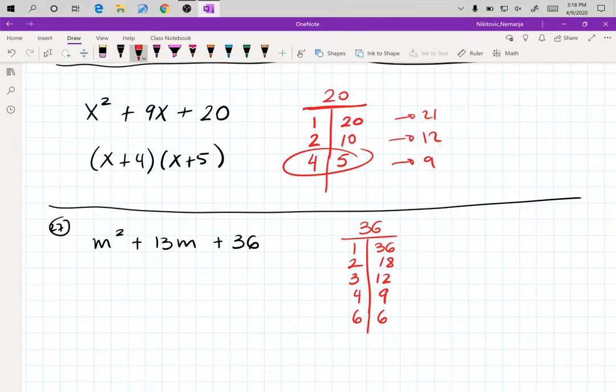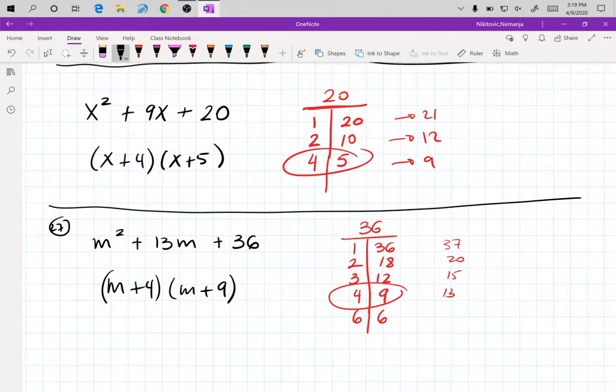Try 1, 2, 3, 4, 5, 6, until you reach numbers that are the same or close by. So now, which ones of these add to 13? This adds to 37, this adds to 20, this adds to 15, this one adds to 13. Yay. So the answer is m plus 4, m plus 9. That's the answer.